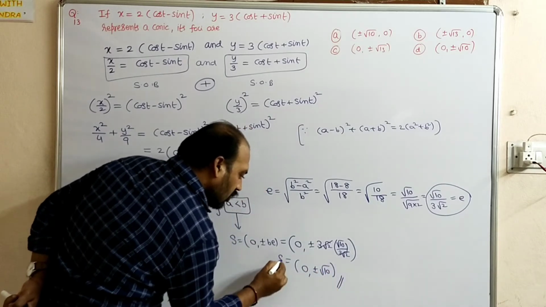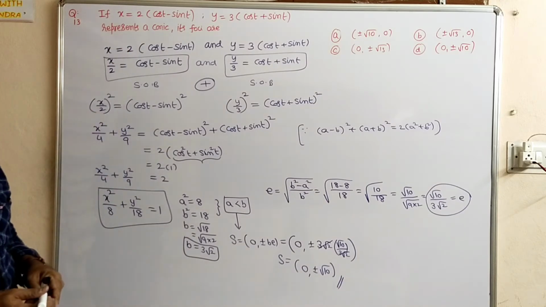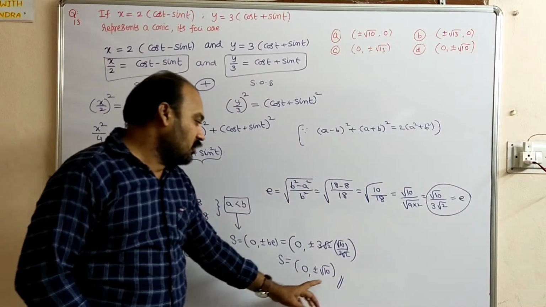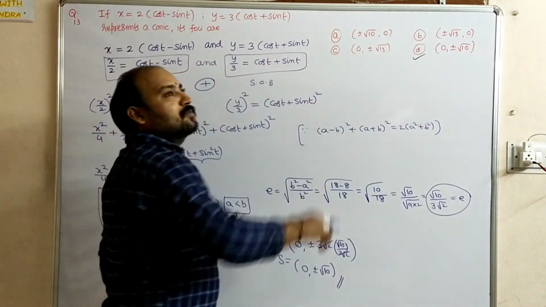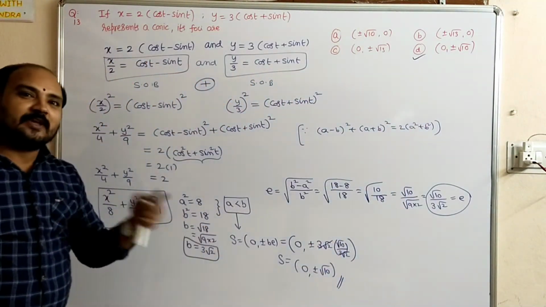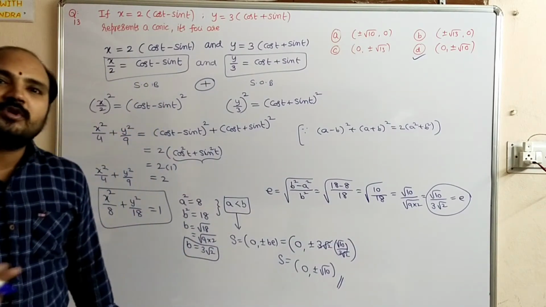These are the coordinates of foci of the given conic section. So 0, plus or minus root 10, which is there in the fourth option. Don't go for the first option. Based on whether a is less than b or greater than b, you decide that. Dear students, you remember that. We will move to the next question.